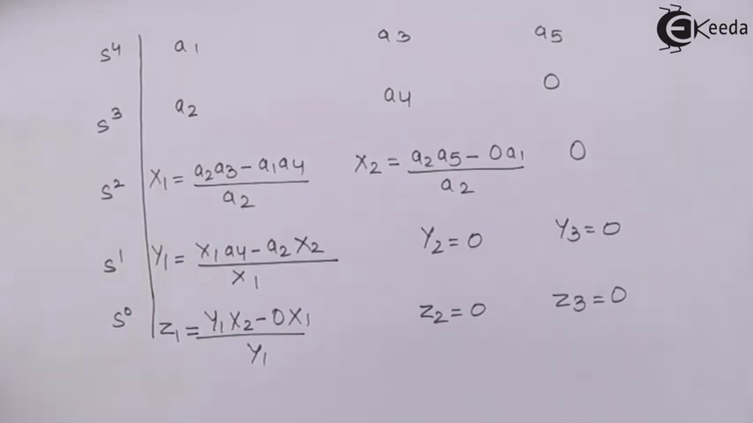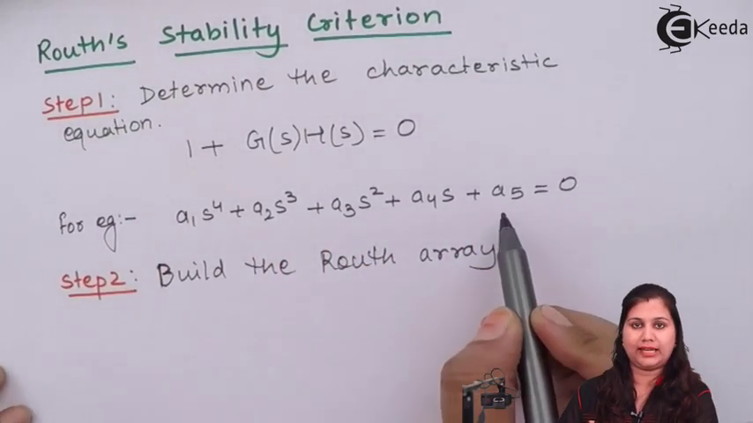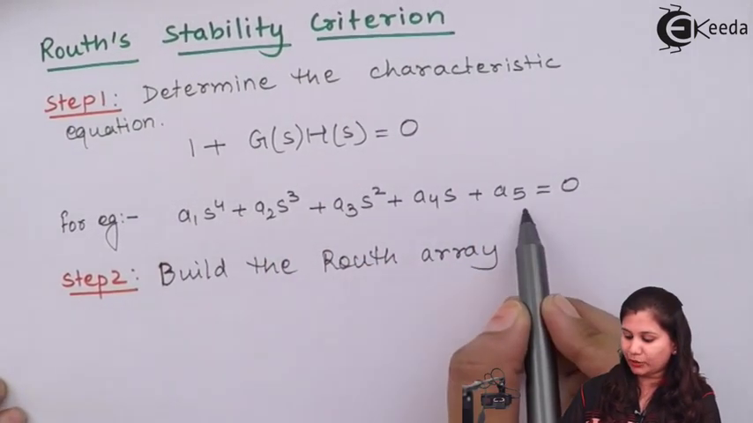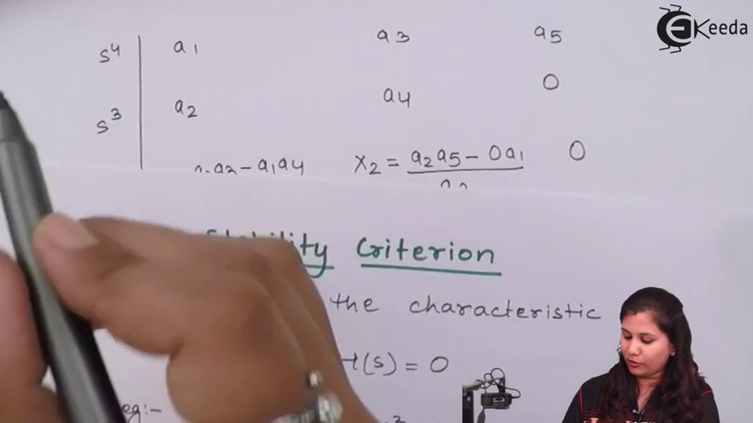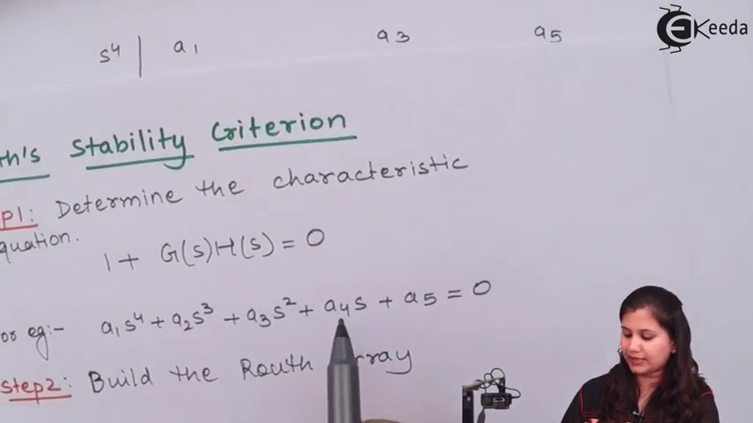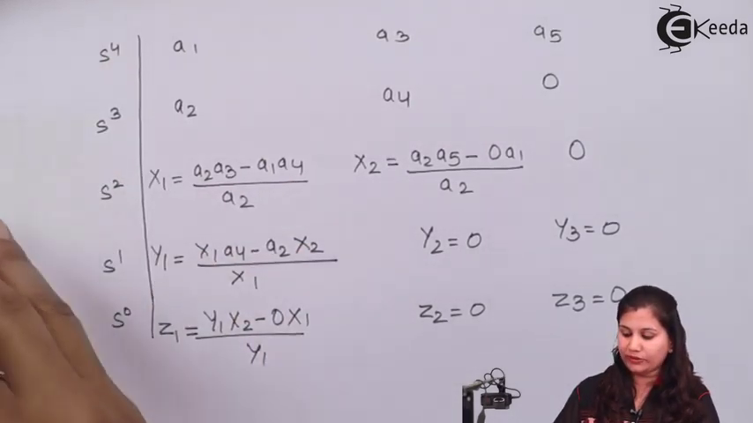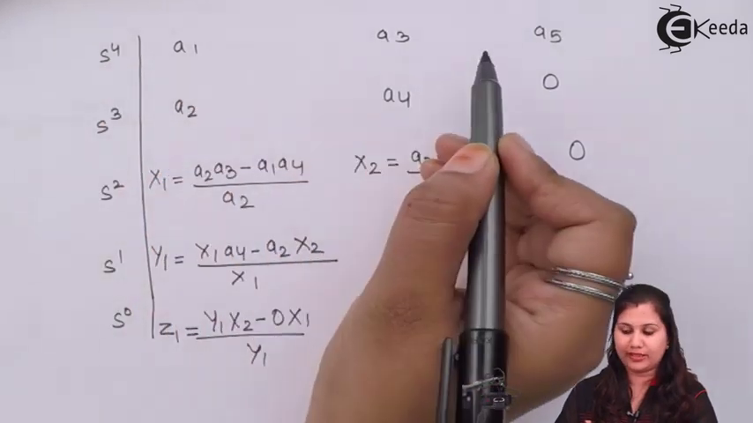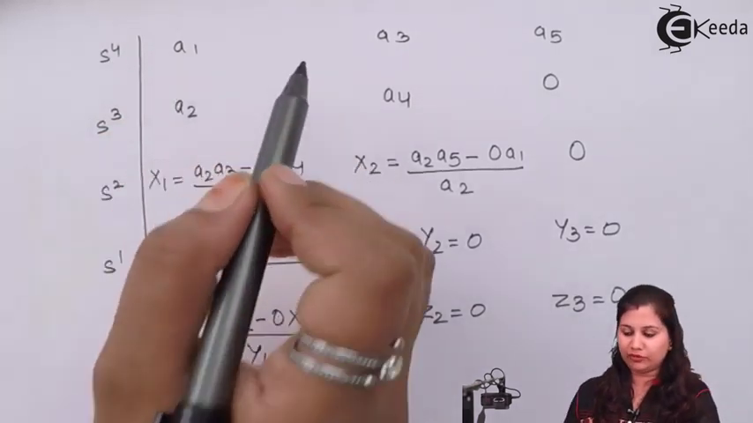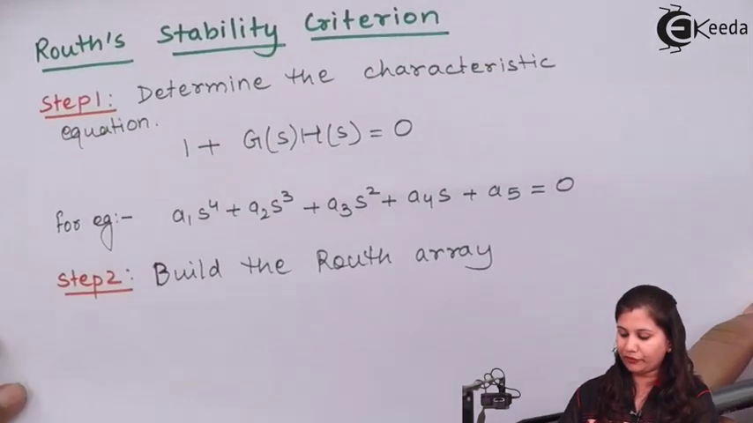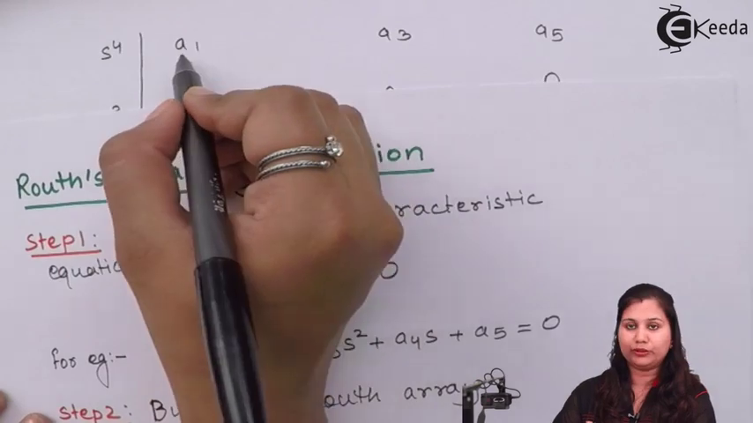So this is how the Routh array is made. Let's see. The highest power of s, we have taken this as an example of the characteristic equation. So in this characteristic equation, the highest power of s is 4. So first we are writing s to the power 4, then all the powers s cube, s square, s1 and s0 we have written on the left hand side of this line. Now on the right hand side we are going to write the coefficients. Because the highest power is an even number, we are going to start with the even powers of s. So here we have s to the power 4, coefficient is a1, so here we are going to write a1.